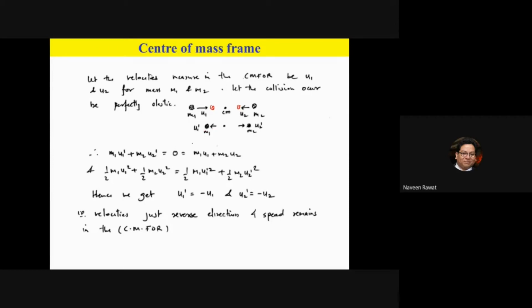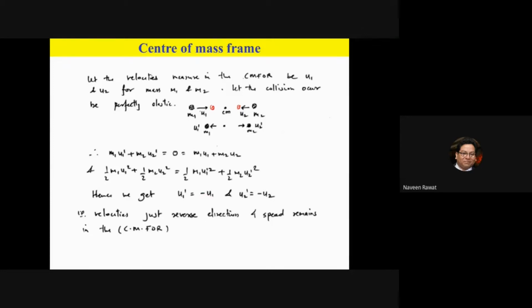Okay, and again we can use the same idea of conservation of momentum, and you can consider this to be an elastic collision. So you will have conservation of kinetic energy. And if you solve these two equations, we simply get that the velocity after collision is exactly the same as the velocity before collision, except that it is in the opposite direction.